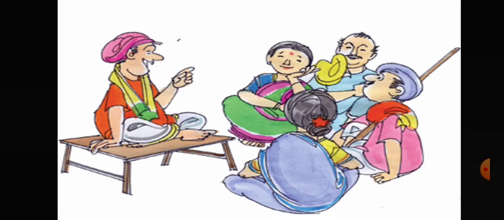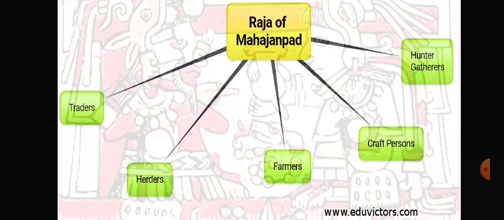Usually, the largest landowner became the headman of the village. He was the leader of the village. He was also used by the king to collect taxes from the people. He used to collect taxes from traders, herders, farmers, craftspersons, and hunter gatherers.